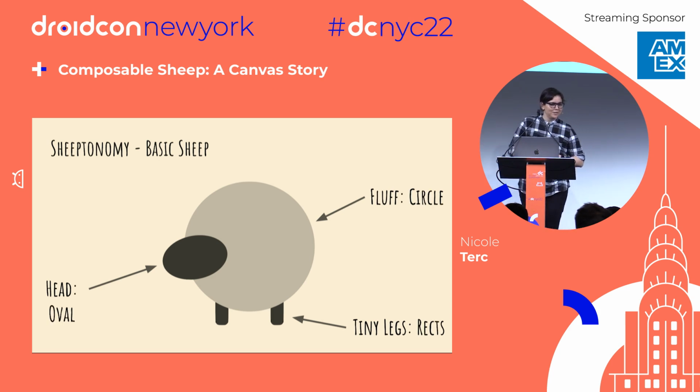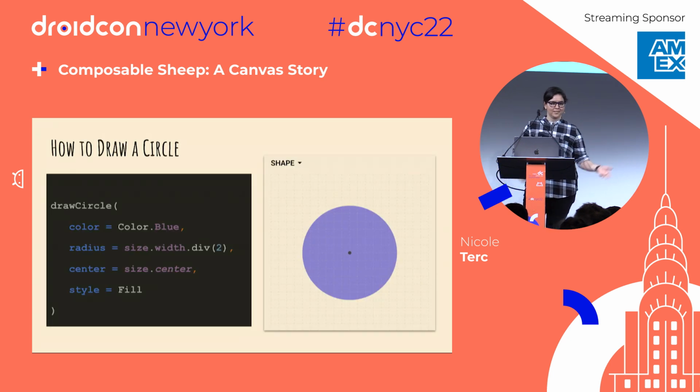And this basic chip looks really, really easy to do, right? If we just observe the components that we need, we can see that we need a circle for the fluff, we need tiny legs for the rects, and just an oval for the head. Great. We have the answer for what. But we haven't seen how to draw any of these components yet. So how do we do that?